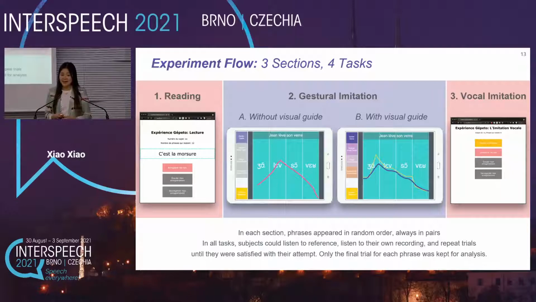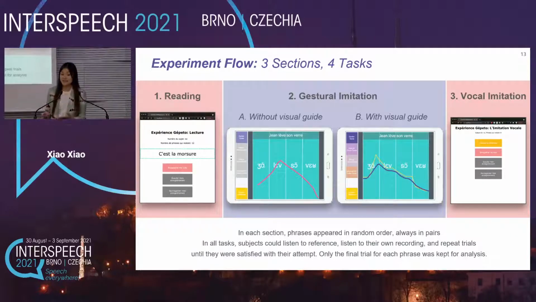So this experiment had 4 different tasks that were organized in 3 sections. The first section and the last section are vocal sections. In the beginning, each phrase appeared on the screen and people had to read it based on their own interpretation. And at the end is a vocal imitation section where people could listen to a reference by pressing the yellow button, and they had to record themselves imitating the reference.